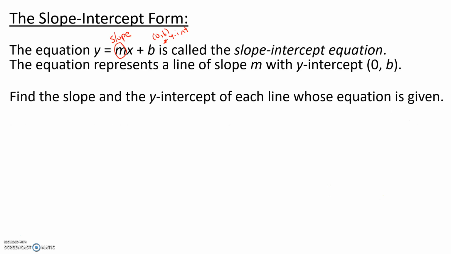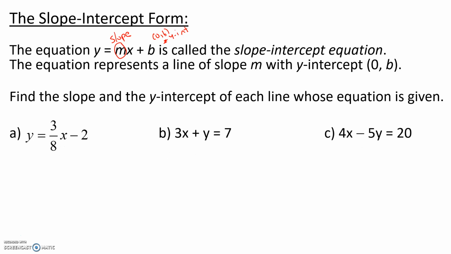Find the slope and y-intercept of each line whose equation is given. y equals 3 over 8 x minus 2. Now when the y is isolated and we have the equation in slope-intercept form y equals mx plus b, the coefficient of the x will be the slope and the constant will be the y-intercept. So in this case, the slope is 3 over 8 and the y-intercept is the point (0, -2).